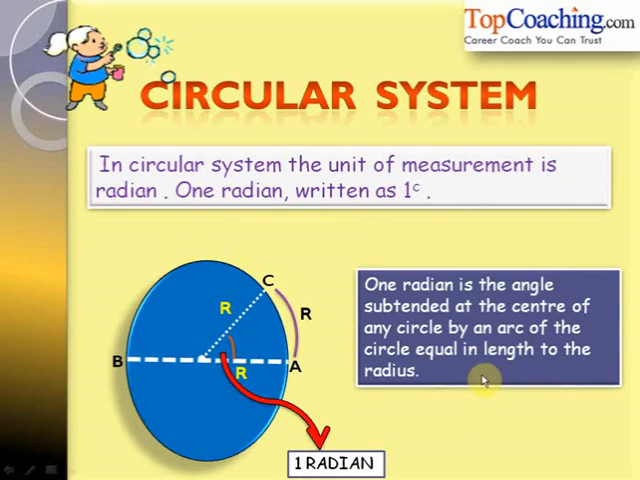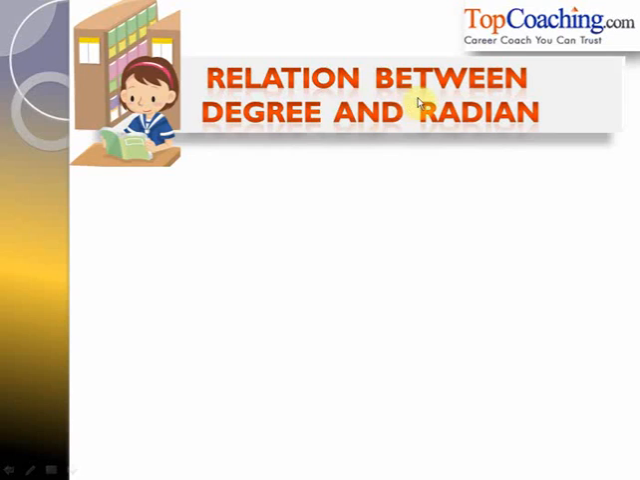So in the circular system, the unit of measurement is 1 radian, and 1 radian is actually the angle subtended at the center of any circle by an arc of the circle equal to the radius of the circle. Now let us see the relation between degree and radian. So earlier we have seen the relation between degree and grade. Now we are going to see the relation between degree and radian.